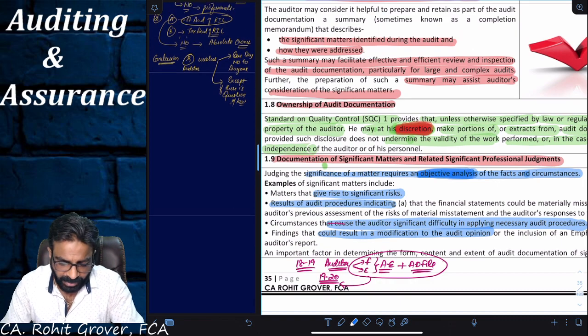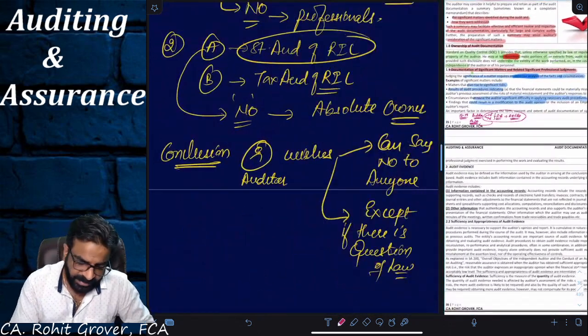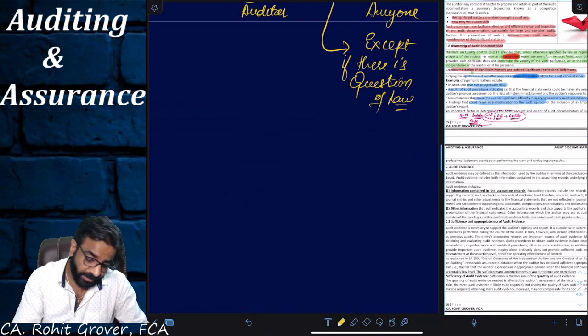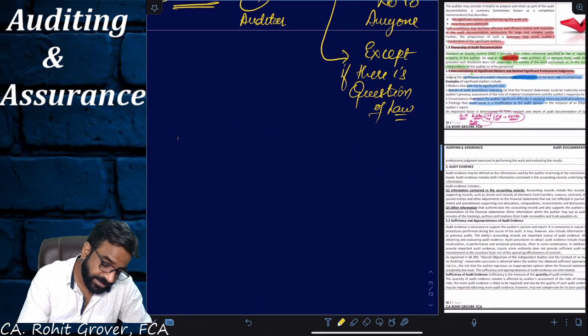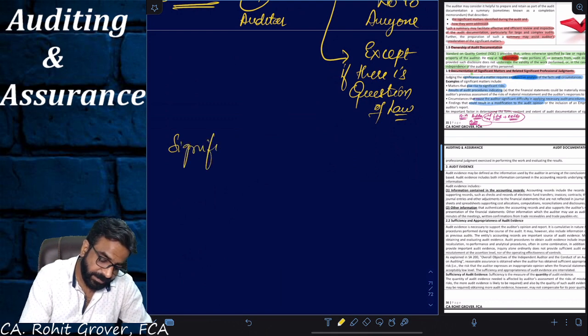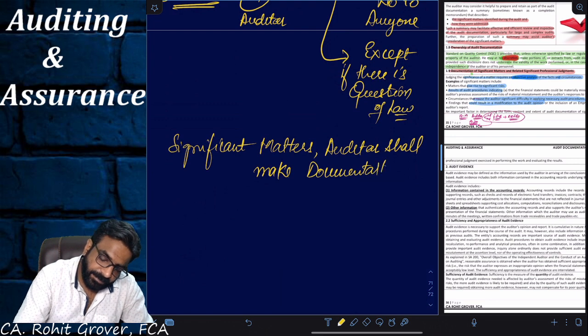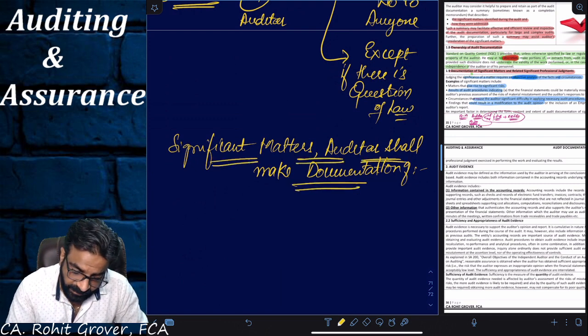So these are the various significant matters which SA-230 says that the auditor may include in his audit documentation file. So everyone, you are going to help me out in writing this question now. Please tell me, what are those significant matters which the auditor should ensure that he is making a note of? Significant matters, the auditor shall make documentation of. Everyone, please help me in that. What are those significant matters which the auditor shall make a documentation of?